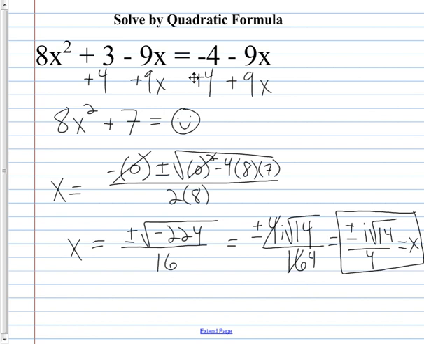I just wanted to show you this one because you can solve it even if you don't have a b, even if you don't have a c. If you don't have it, that means it's a 0. Also make sure that your answers are always in simplified radical form. This negative 224 has some perfect square in it, so make sure you simplify that all the way down.